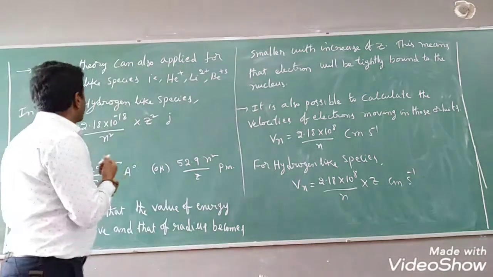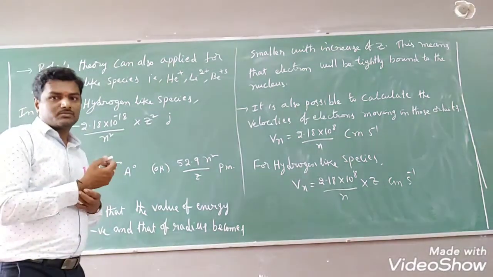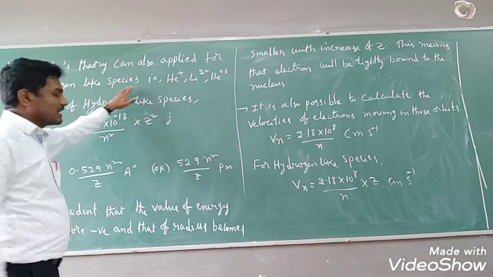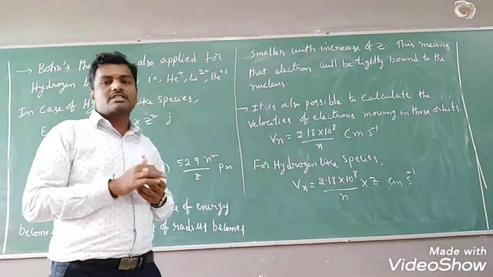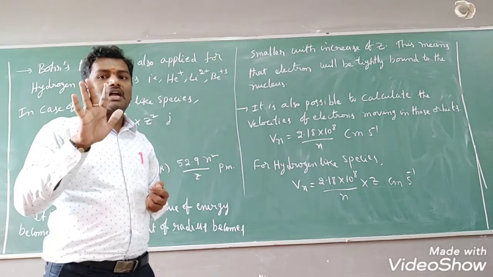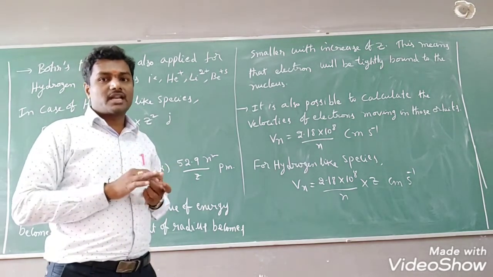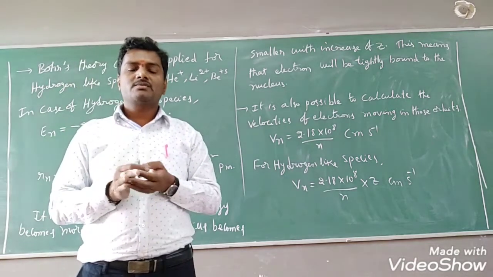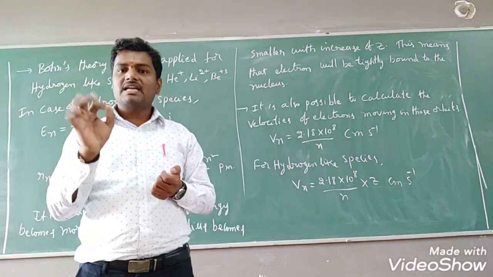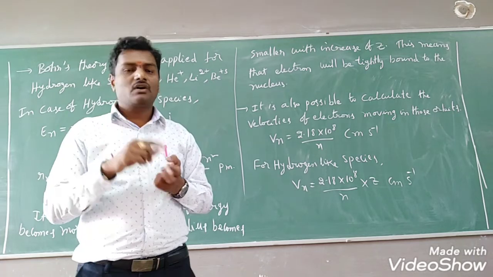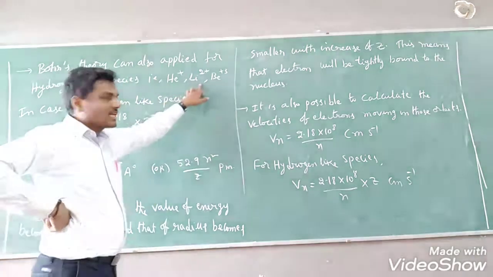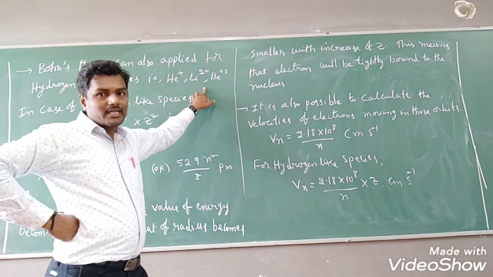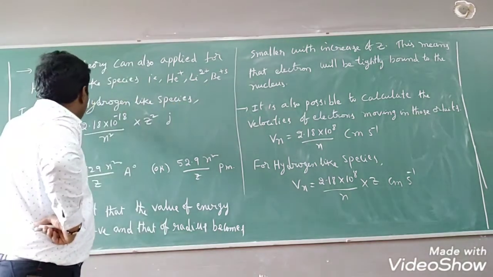Let us see, students, the continuation of Bohr's theory. This Bohr's theory can also apply to hydrogen-like species. Till now we have discussed Bohr's theory only for the hydrogen atom, not for hydrogen-like species. Hydrogen-like species means what, students? Hydrogen contains how many electrons? Only one electron. So all these species are called one-electron containing species.